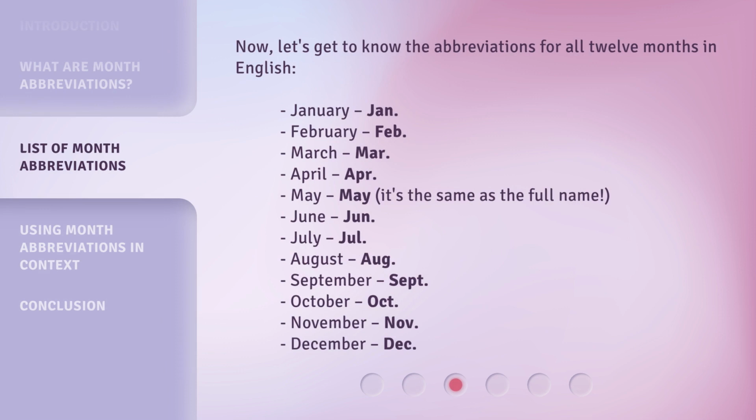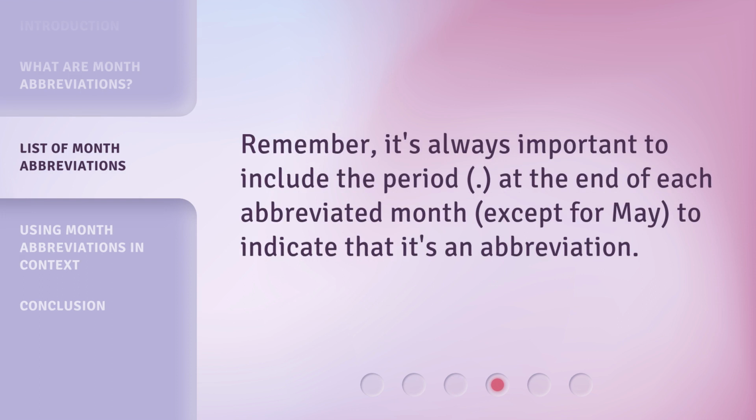Now, let's get to know the abbreviations for all 12 months in English. January to Jan., February to Feb., March to Mar., April to Apr., May to May. It's the same as the full name. June to June, July to July, August to Aug., September to Sept., October to Oct., November to Nov., December to Dec. Remember, it's always important to include the period at the end of each abbreviated month, except for May, to indicate that it's an abbreviation.